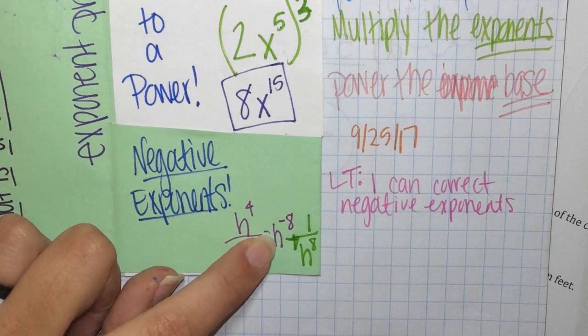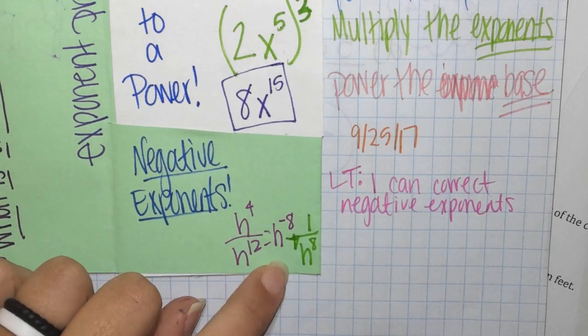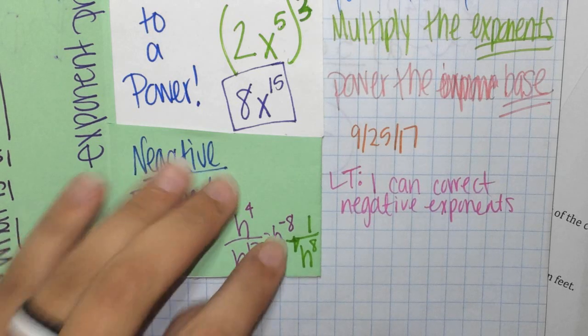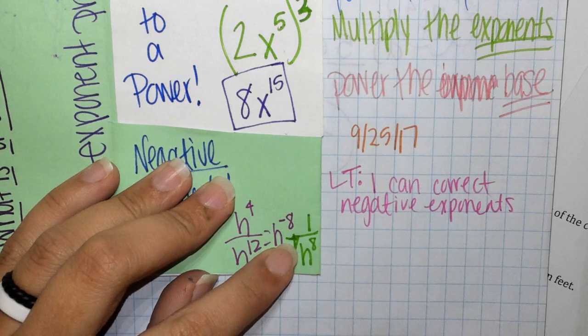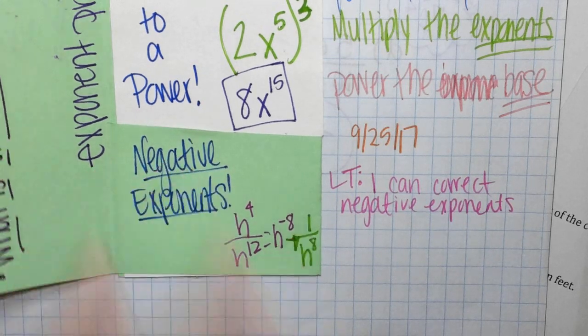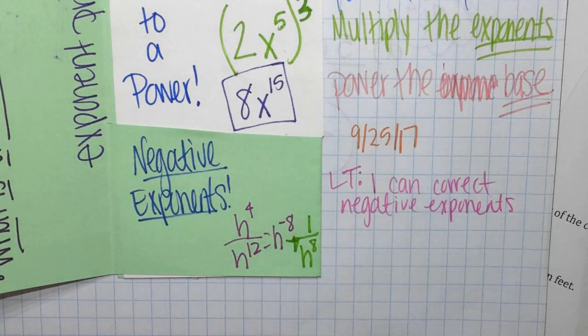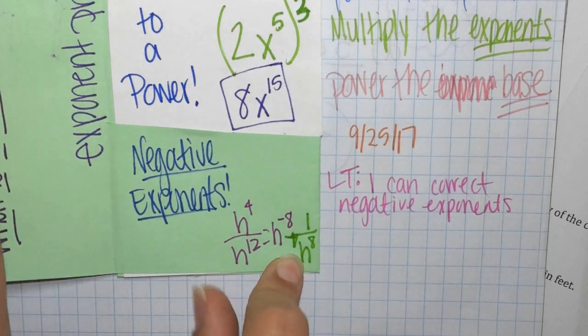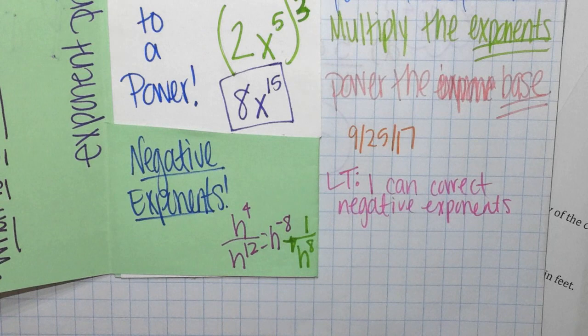Okay, so this is with an invisible 1, right? So all I did was I flipped my fraction over. Imagine that this has an invisible 1 under it. You just flip it over. Does anybody else have a question about this? And what's the answer? How do you say it? 1 divided by h to the 8th power.